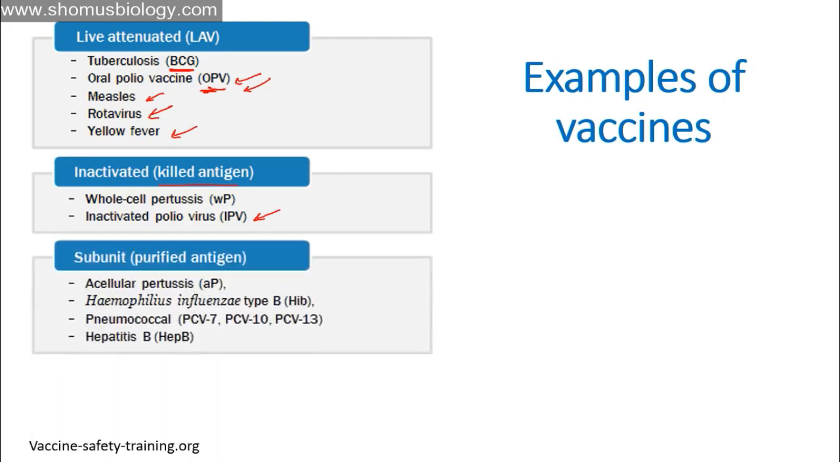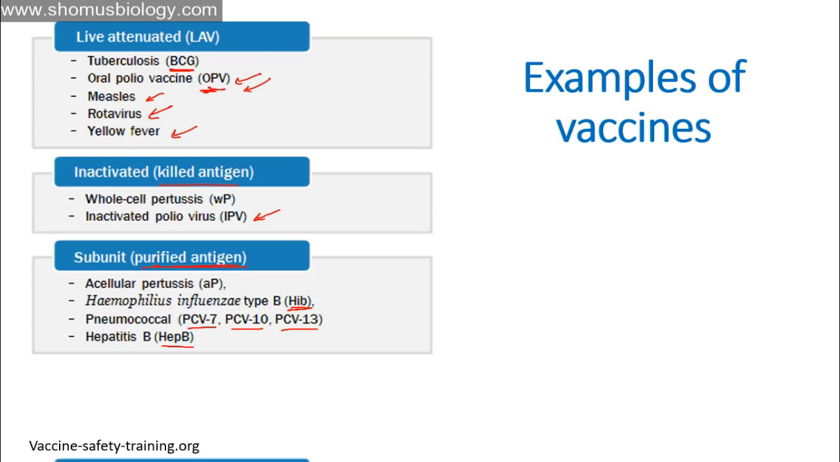On the other hand, subunit vaccine, which is simply known as a purified antigen, means we take the whole organism, we fragment it, we take only a few portions, a few subunits, purify them, and use them. Examples are the acellular pertussis vaccine, Haemophilus influenzae type B, or HIB vaccine, and the pneumococcal vaccine, like PCV7, PCV10, and PCV13, as well as hepatitis B vaccines. The HepB surface part of the coat can also be used as a purified antigen subunit vaccine.